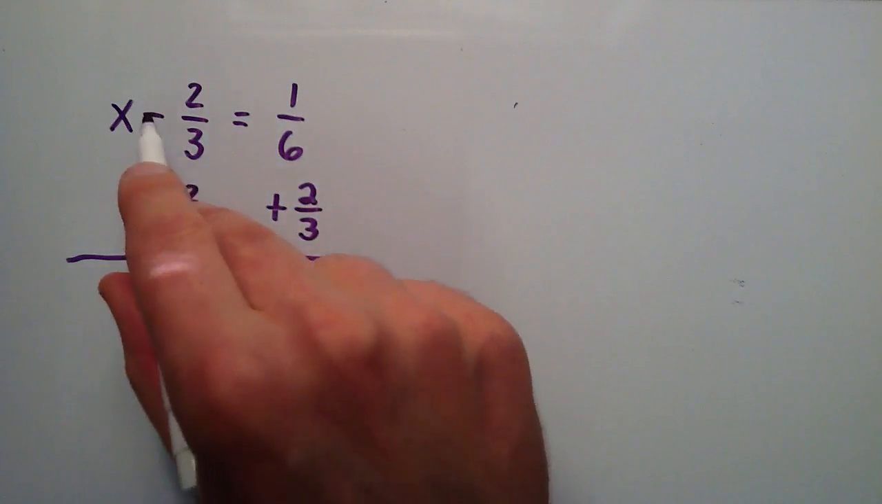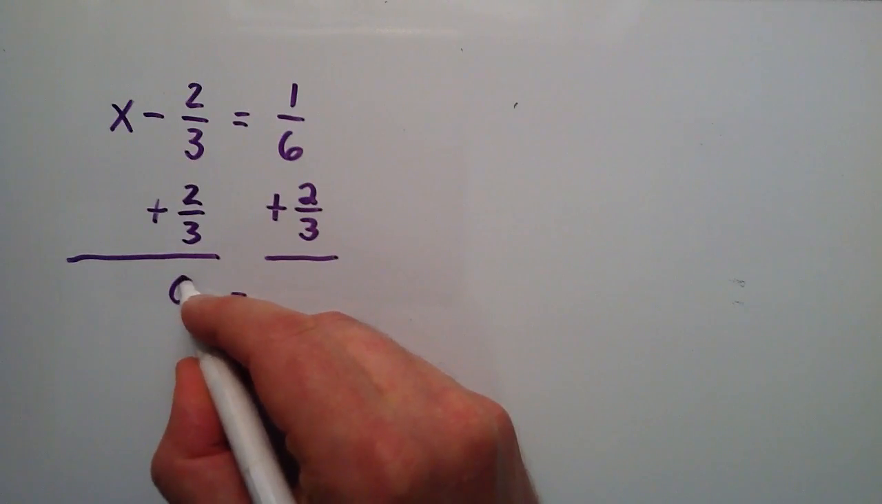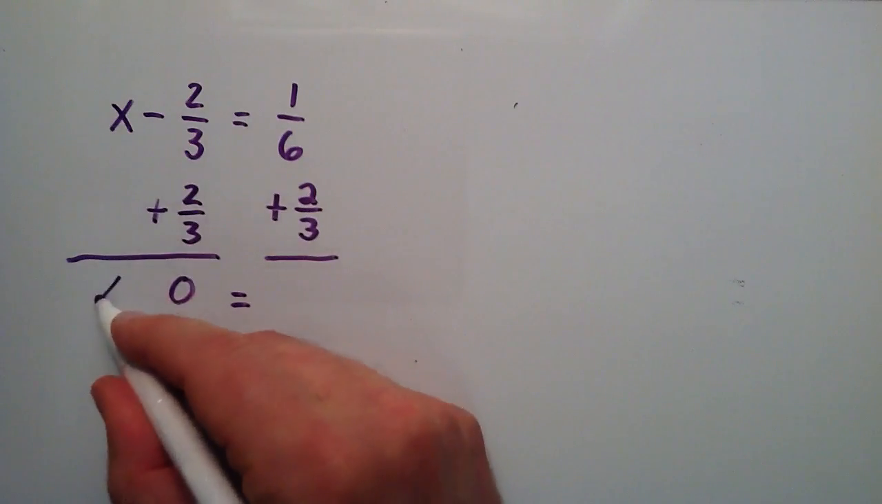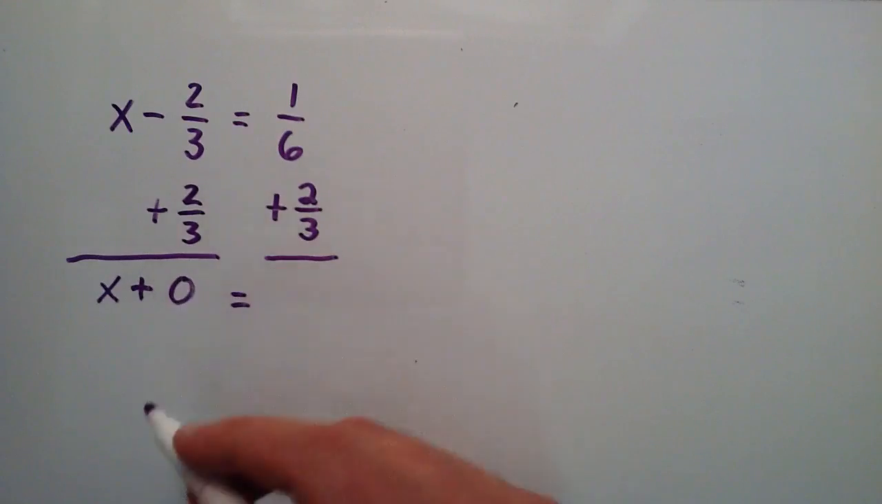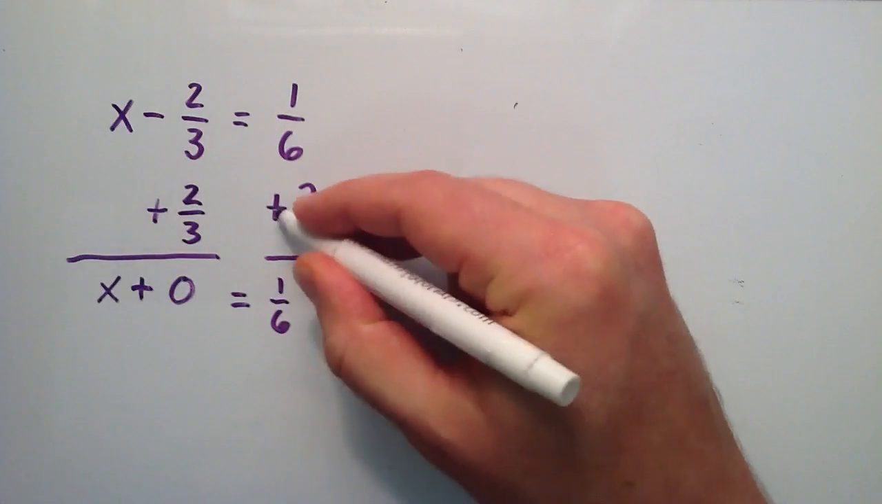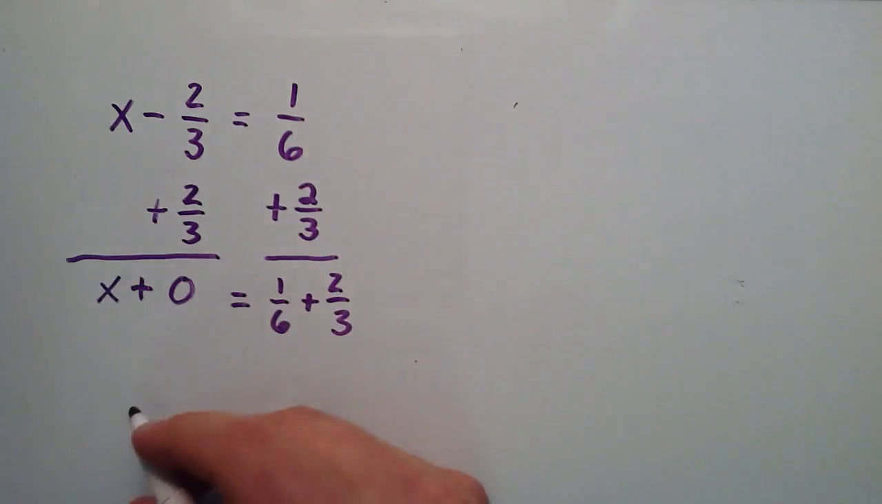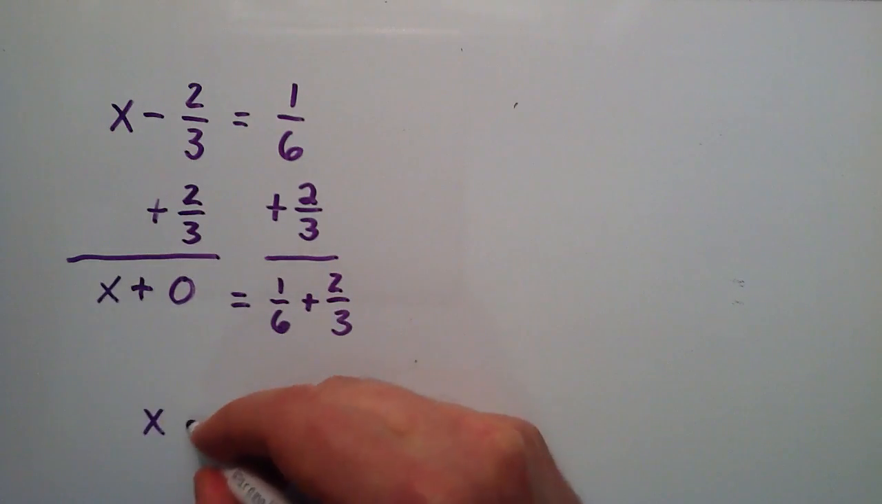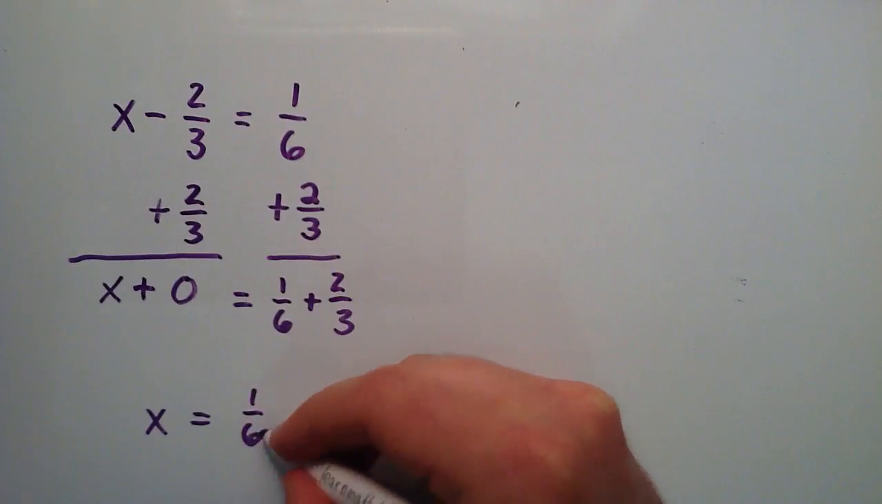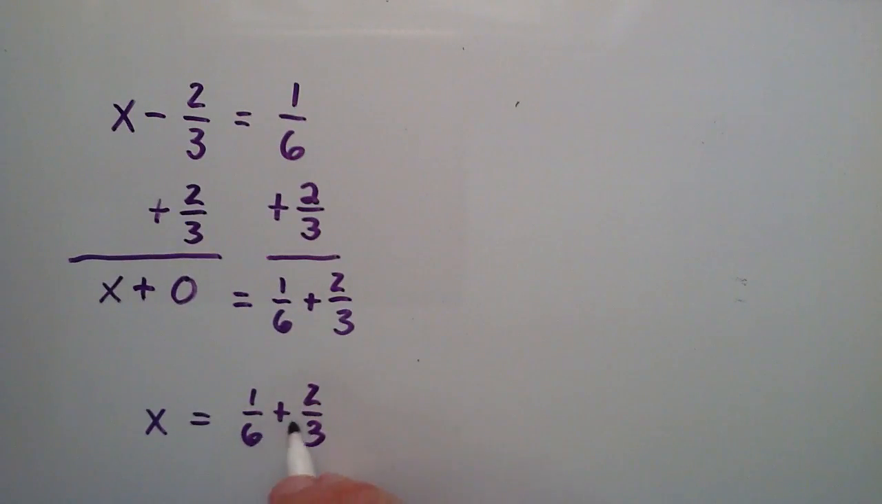And so now we have a negative 2/3 and a positive 2/3. So that just simply gives us 0. And then we're left with x. So this is really x plus 0 on this side. And on this side we have 1 over 6 plus 2 over 3. So x plus 0 is simply just x. And x is equal to 1 over 6 plus 2 over 3. So now let's go ahead and simplify this.